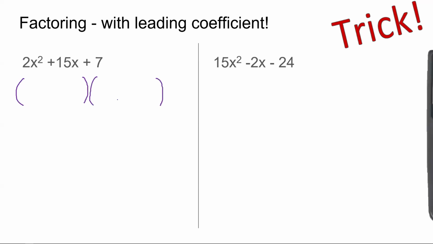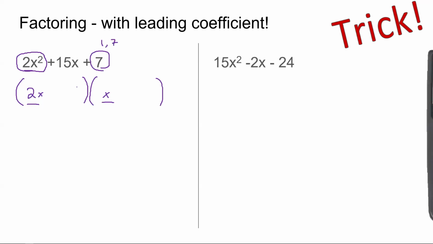So now, we're going back to the FOIL method. I need something in first place times something in first place that gives me 2x squared. Only game in town is 2x and x. Okay. This one's kind of lopsided, right? Because it got a 2 and the other one didn't. That's okay. I need some numbers that multiply to 7. So my choices are 1 and 7. 7 is a prime number. There are no other numbers that multiply to that, not integers.